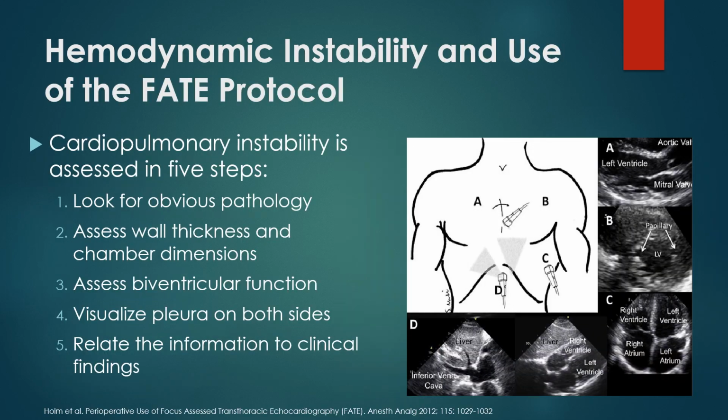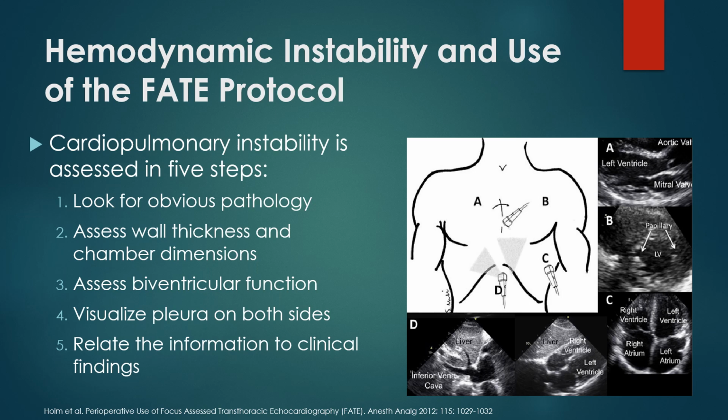So using the FATE protocol for hemodynamic and pulmonary instability, cardiopulmonary instability is assessed in 5 steps. You're looking for obvious pathology. If you've seen a few scans, you see that the LV is just not beating very well, for example, or if you put some color on and you see some MR. Then you look around for wall thickness, chamber dimensions. You think, man, that's a big heart, or that's a very thick left ventricle. You also look for biventricular function. Sometimes you have RV dysfunction, especially in people with pulmonary embolus, especially in people with hypoxemia. There are a lot of patients with pulmonary hypertension as well, obstructive sleep apnea, obesity, hypoventilation syndrome.